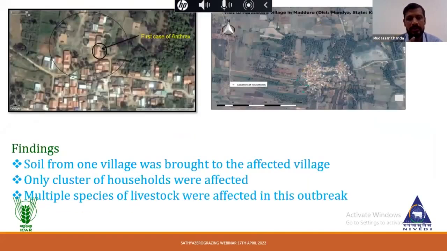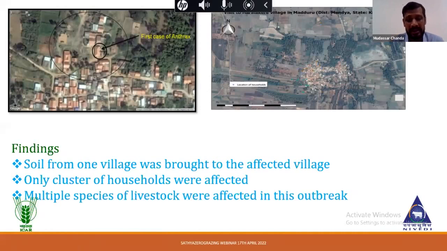This is one more case of an outbreak, where there was also a history of soil being brought from another affected village. If we observe this map, we find the cluster of cases very concentrated in this particular region, and somewhere the soil was brought to this place, and cases were happening in this particular cluster of households.